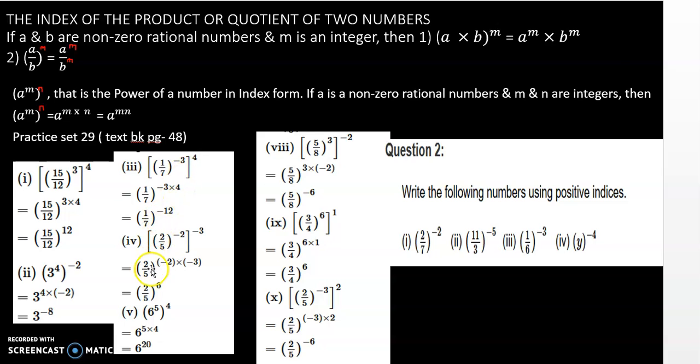Like this you have to do the remaining sums. So multiply it, and only the solution you have to find. You don't have to find the value. So this I have done. The remaining sums, whichever are not there, those answers I will give.